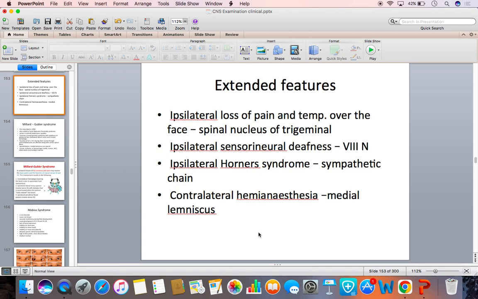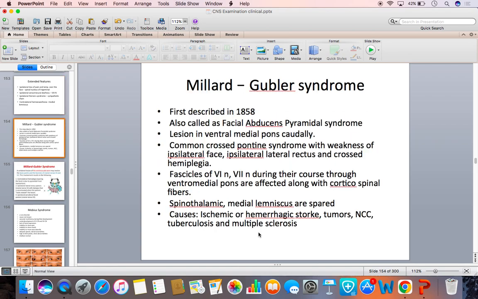Then coming to the Millard-Gubler. Millard-Gubler is actually described as the medial pontine syndrome, whereas the Foville syndrome is described as the lateral pontine syndrome. But if it is extended, it involves most of the structures down there in the pons. The lesion is the ventral medial part of the pons in the Millard-Gubler. That is ventral and medial. Whereas in the Foville syndrome, the parts affected are from medial to the lateral, more extensive lesion in the Foville syndrome.